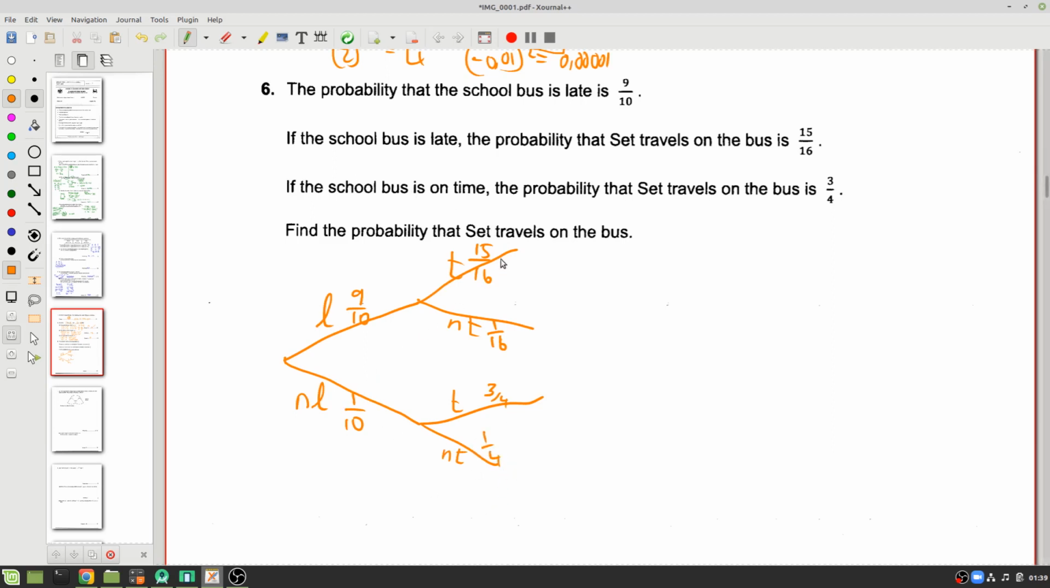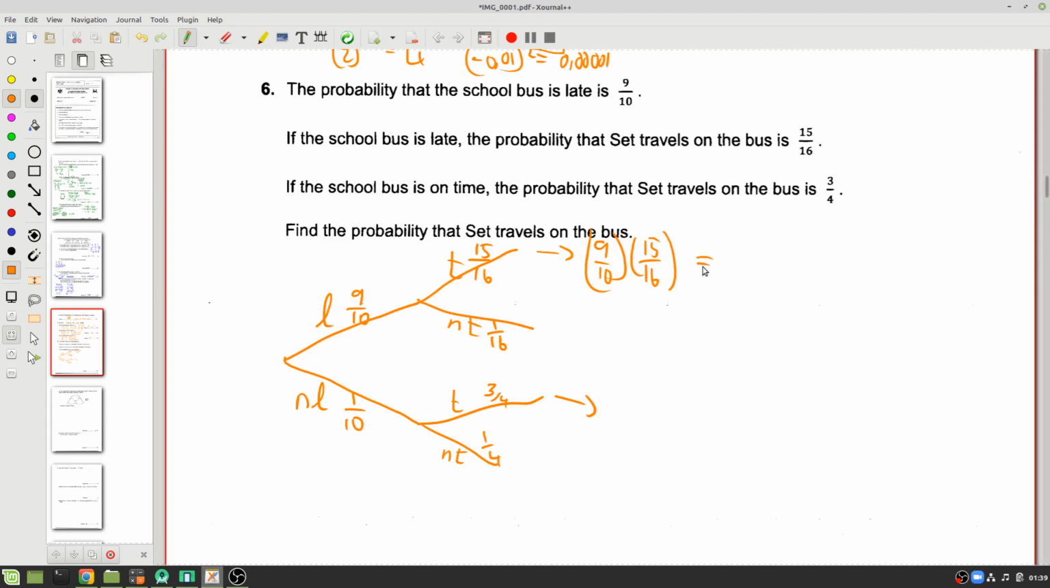So what we want to find is we want to add up all the values on the right here that include him traveling on the bus. Okay, so this one he does travel, and this one he does travel. Here he does not travel, and here he does not travel. So what will this value be? Well, that's just multiplying along the branches. So 9 over 10 times 15 over 16.